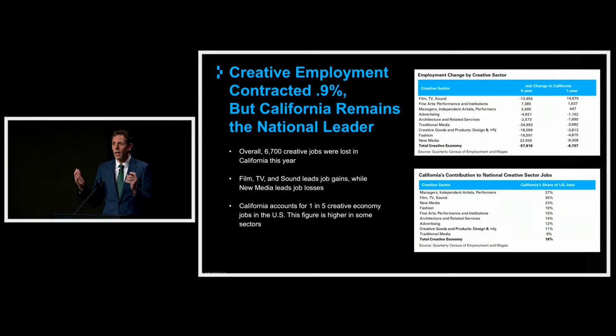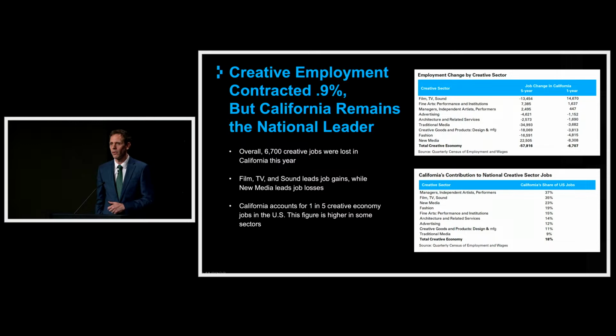As I mentioned, the creative economy shed around 0.9% of jobs in California over the past year, which equates to around 6,700 positions. To place that figure in context, the creative economy nationally contracted by 0.8% over the last year. So these job losses were not something that was specific to California. It was more a read on the broader malaise in the creative economy, which has occurred over the last 2 or 3 years.